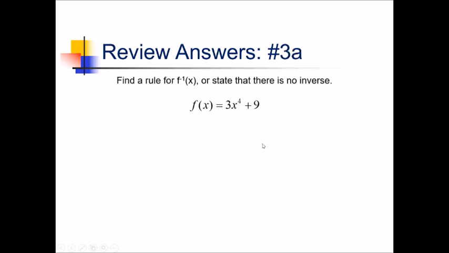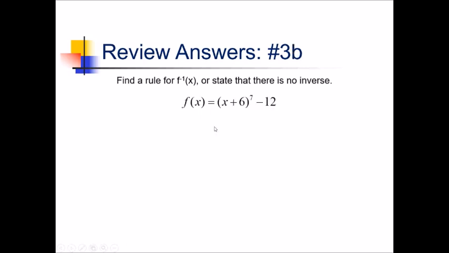For the next few problems, we're being asked to find a rule for f inverse of x, or to state that there is no inverse. So let's take a look at our first problem here. This one, we see that we have an even power right here, this fourth power. Even powered functions do not have inverses. They're not one-to-one functions. That is to say that there are multiple inputs that give you the same output. So if I tell you the output, you don't know which input to use. Negatives and positives, for example, would both give you the same answers on these. So there's no inverse for this one.